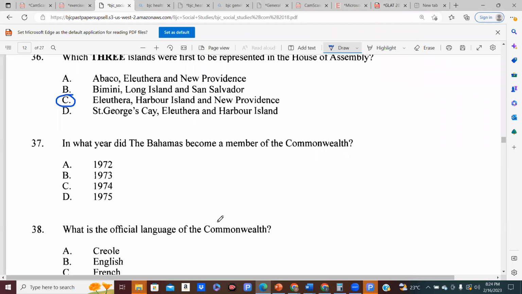Number 37. Jasmine, can you read number 37, please? In what year did the Bahamas become a member of the Commonwealth? Read the options. A, 1972, B, 1973, C, 1974, D, 1975. What do you think it is?